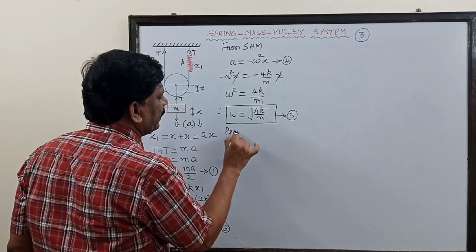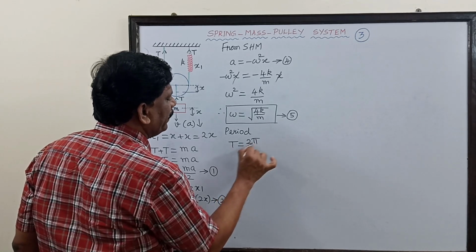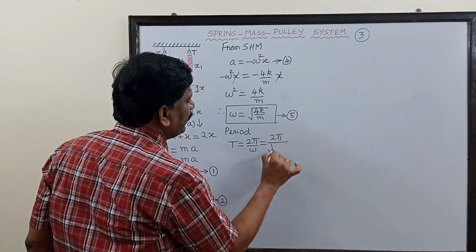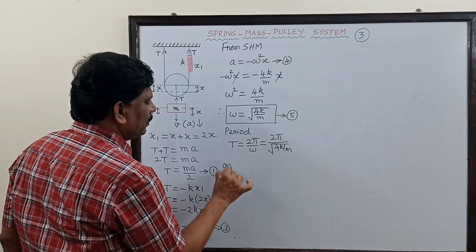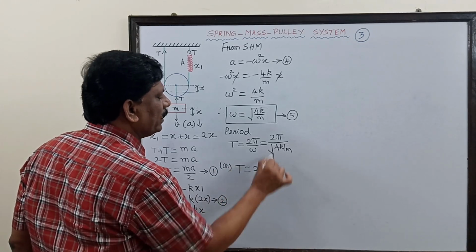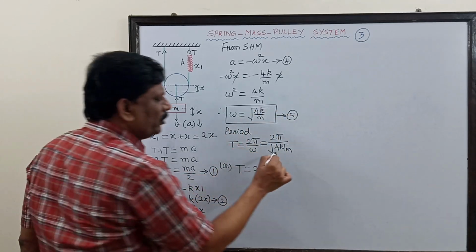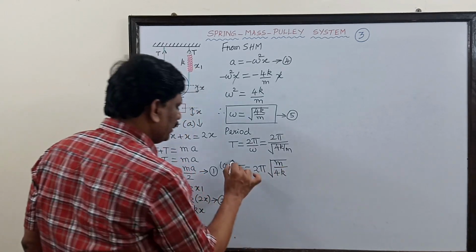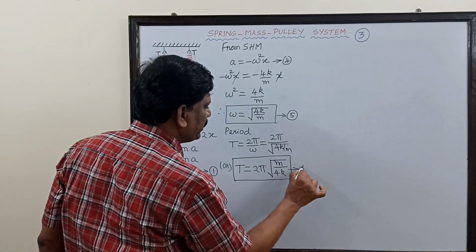So I want to get an expression for the period of oscillation. T is equal to 2 pi by omega. So this is equal to 2 pi divided by square root of 4k by m. Or the final equation, T is equal to 2 pi into square root of m divided by 4k, since the inverse comes to the numerator. This is the final expression for the period of oscillation.